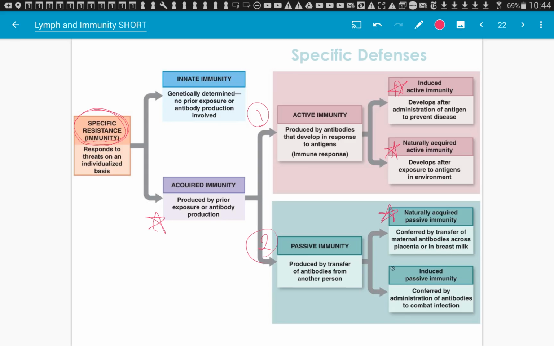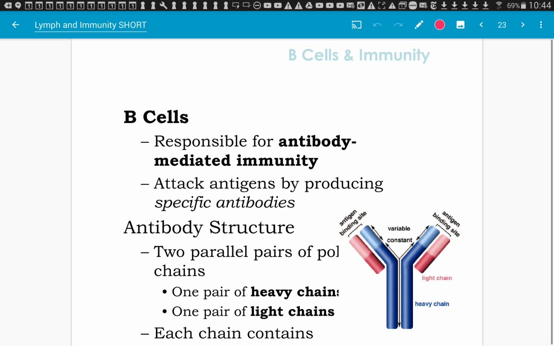And then the artificial passive form of this is where you are actually given a shot of antibodies to a specific type of disease. And they do that with allergies, for example. People get immunoglobulin shots against certain types of allergens. Okay, so B cells are responsible for that antibody-mediated immunity, so we're using the antibodies.